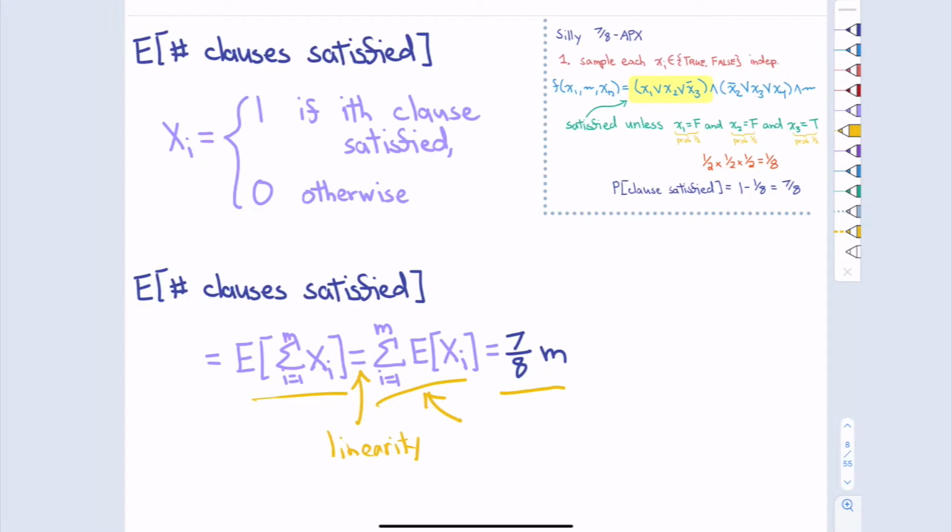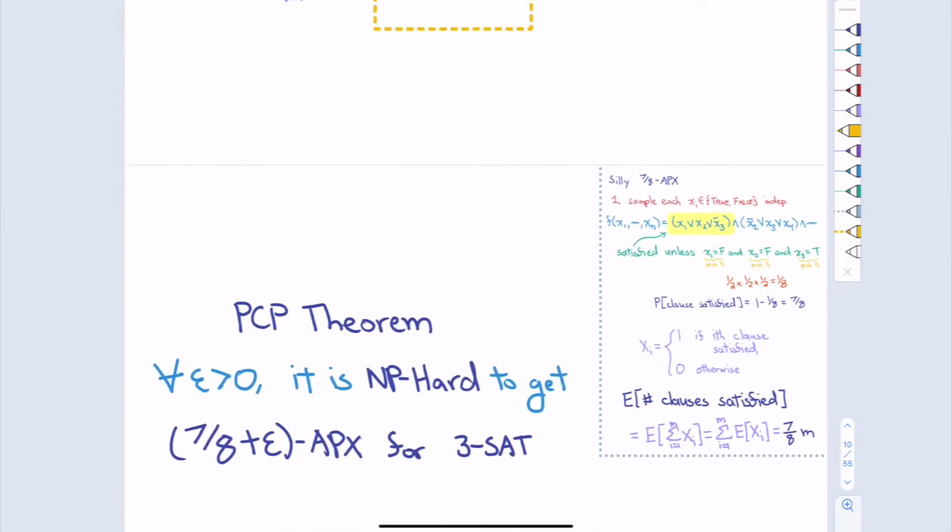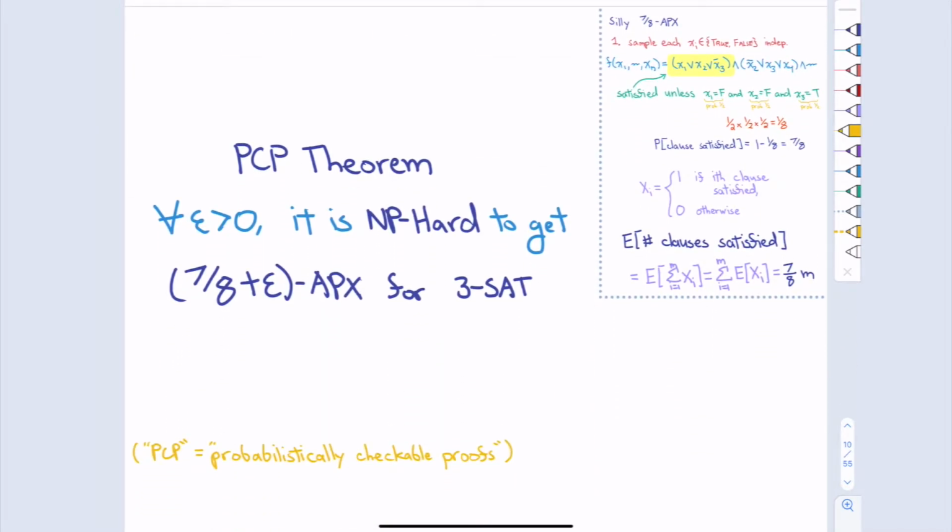Here then is a remarkable fact that I only mention. It's very hard to prove this thing. But maybe it's one of the more impressive things we've proved before. This is called the PCP theorem. PCP stands for probabilistically checkable proofs.